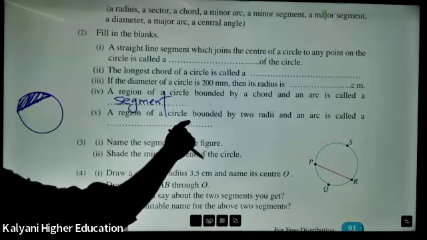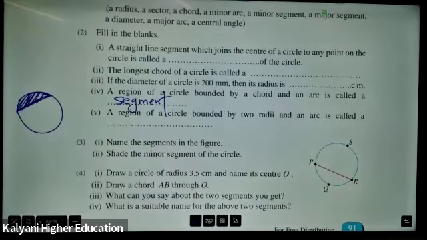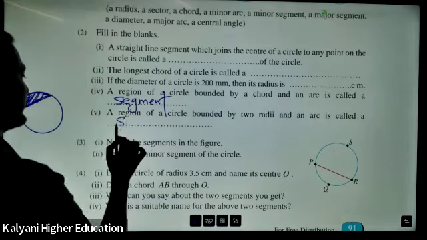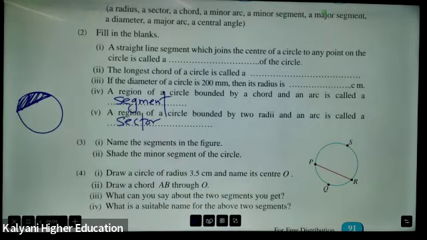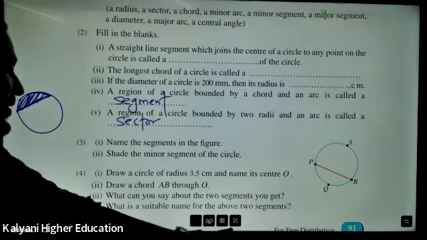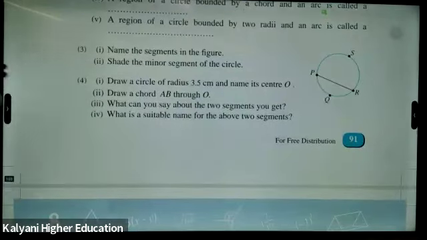A region of a circle bounded by 2 radii and an arc is called a sector. Understood? Is that clear? Finished. So no need to take more time. We'll just finish it. Next one.